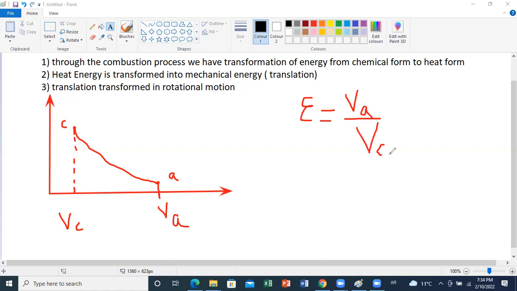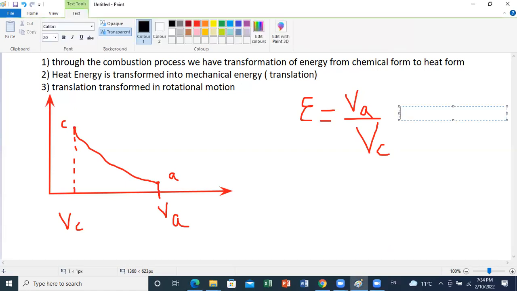Okay, so this is called the compression ratio. And of course, if I give you any problem like this, I will define all parameters for you. But I can tell you, express the efficiency as a function of the compression ratio given by VA over VC and other parameters that I specify for you. And you should, from your knowledge, put the equations and try to find the efficiency. So this is the compression ratio.